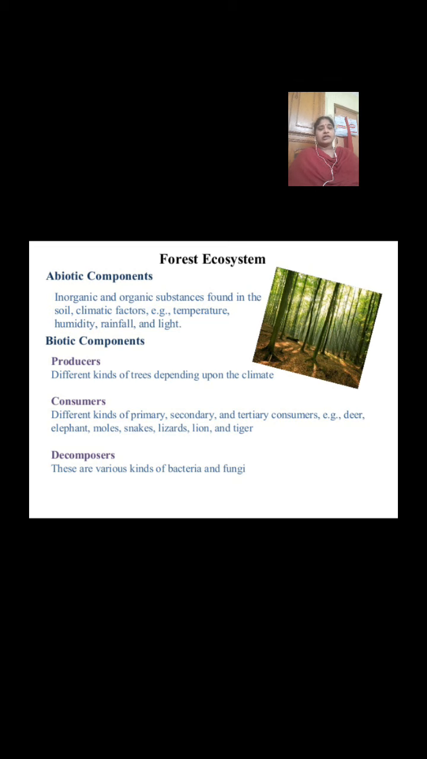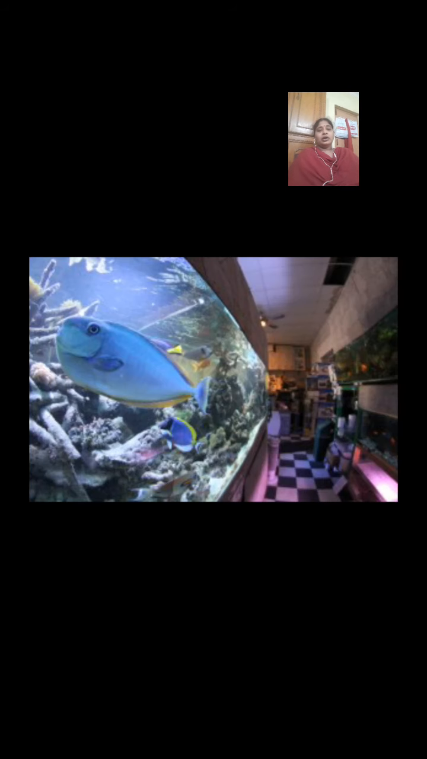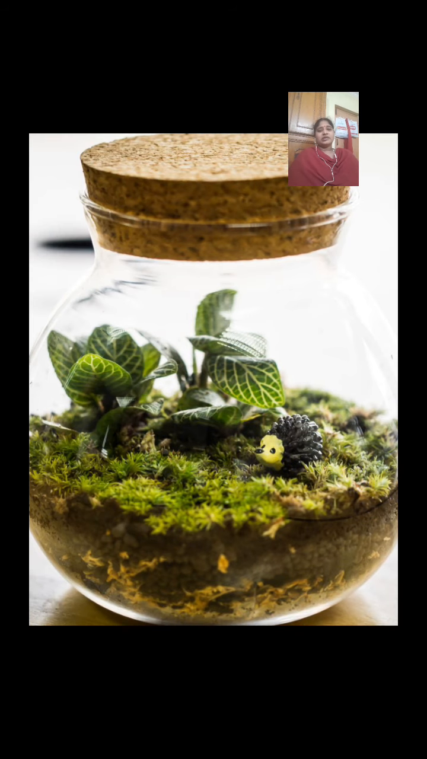Okay. So did you understand about the four types of ecosystems? Yeah, right. Now you see this. What is this, children? Yes, it is an aquarium. Is it also one kind of ecosystem? Yes, an aquarium is also one kind of ecosystem, but it is a man-made ecosystem. We created that. You see this? This is one more ecosystem. It is also created by man. It is a man-made ecosystem. It's not natural. We created it.